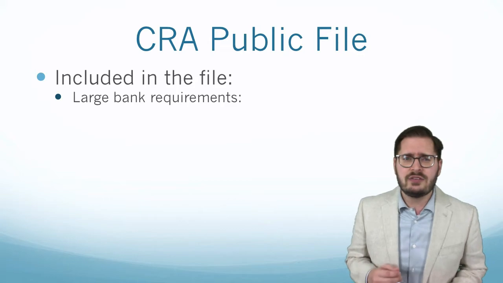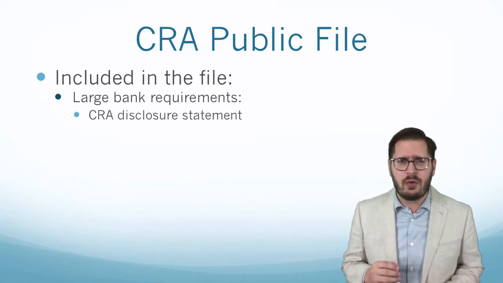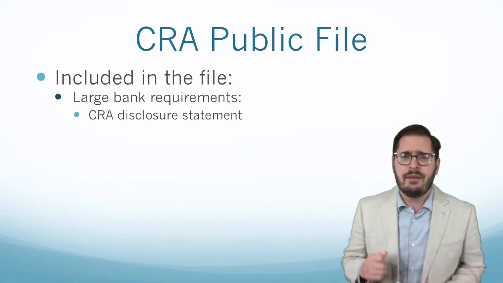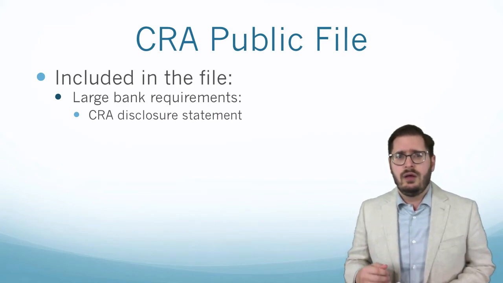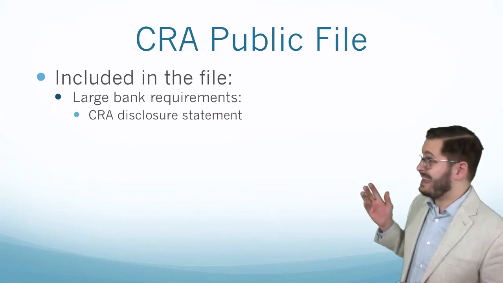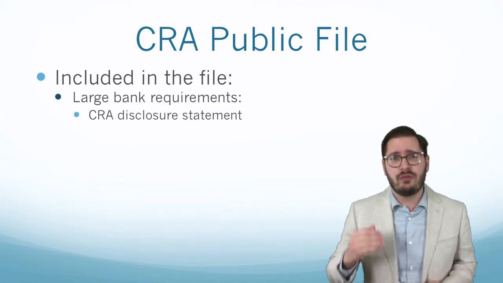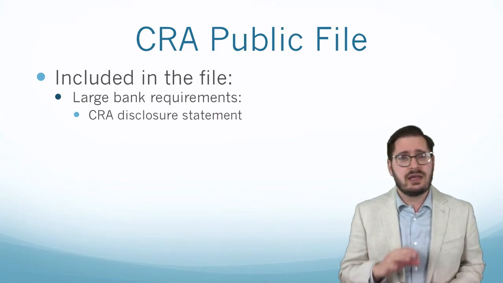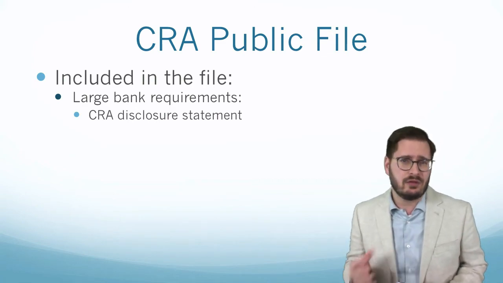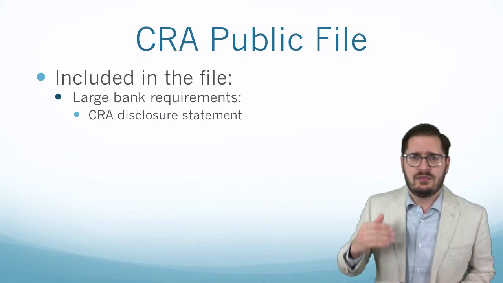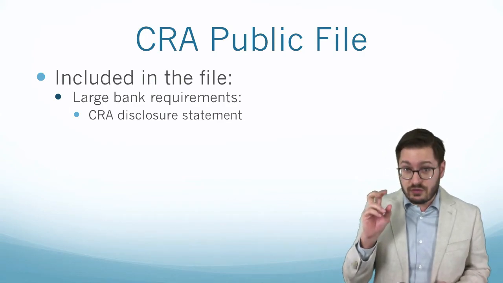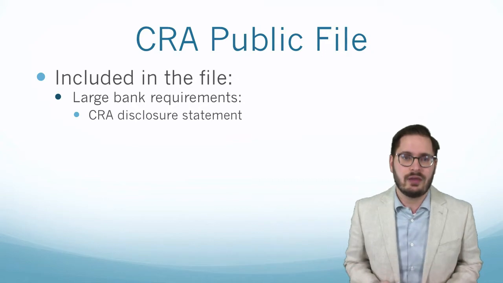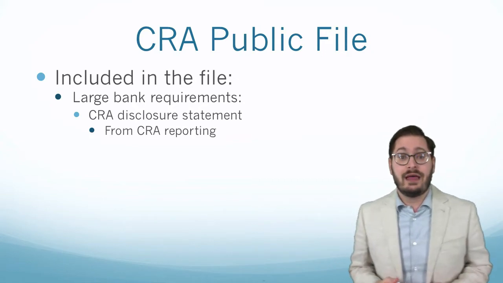So large financial institutions have specific requirements. Specifically, they must include a copy of their CRA disclosure statement. So large financial institutions, banks, and credit unions both have to report CRA data, much like HMDA reporters have to report a HMDA LAR. So this is a specific CRA data that's reported. They get a report back called their disclosure statement, and that has to go in the public file. So that's where they get it.